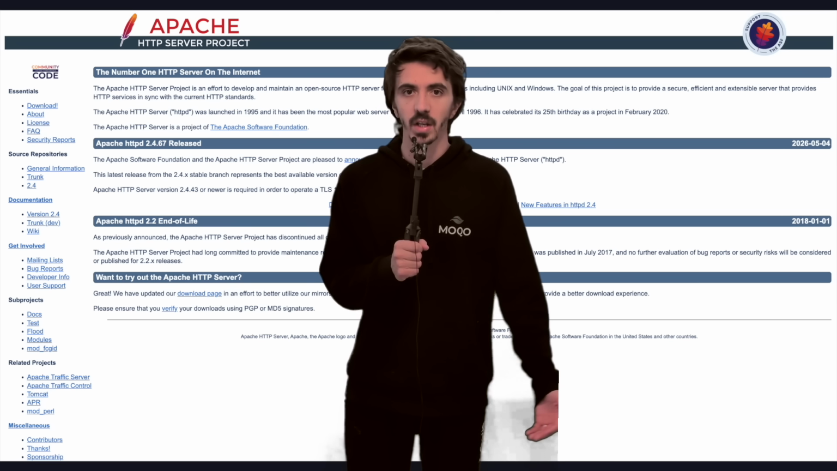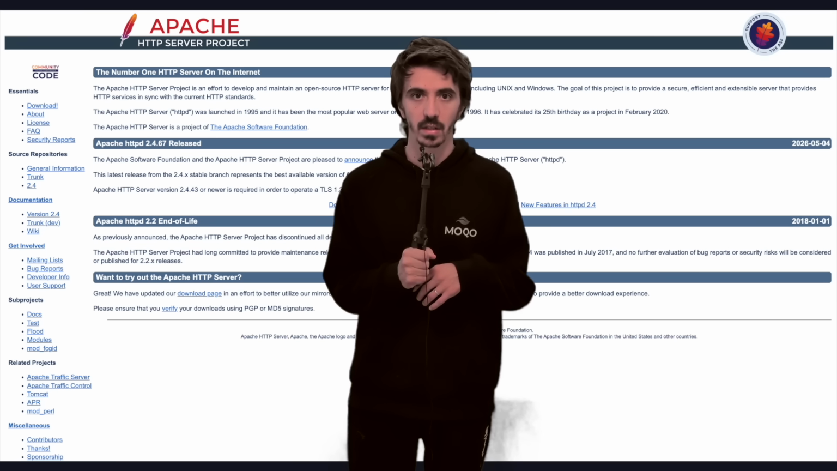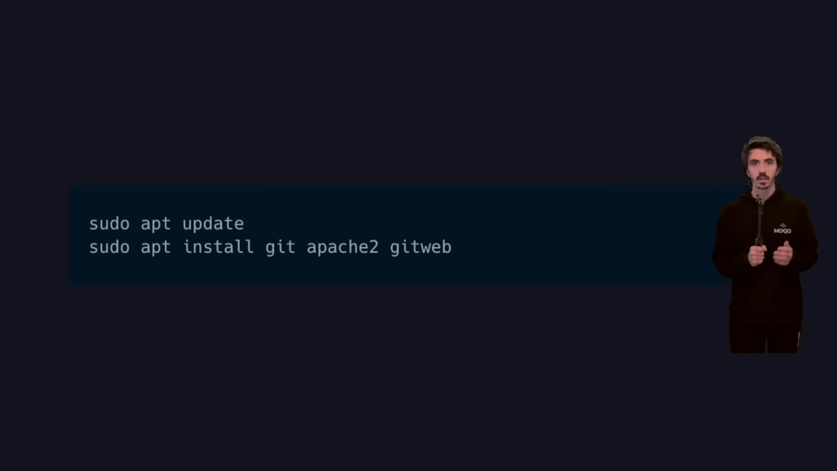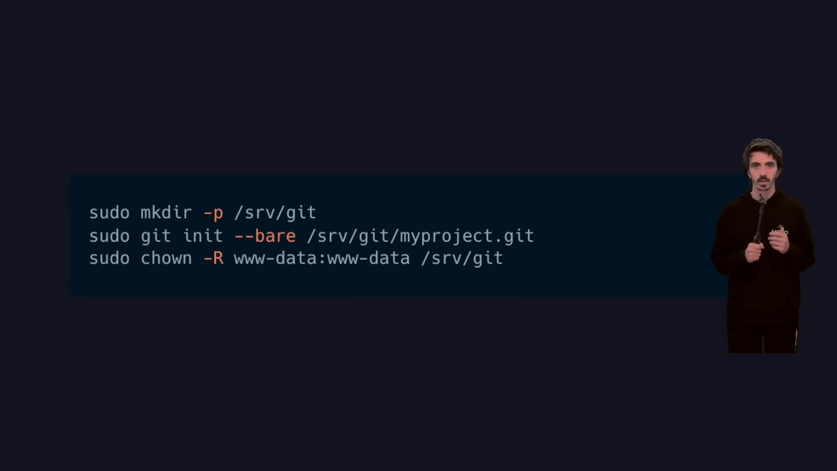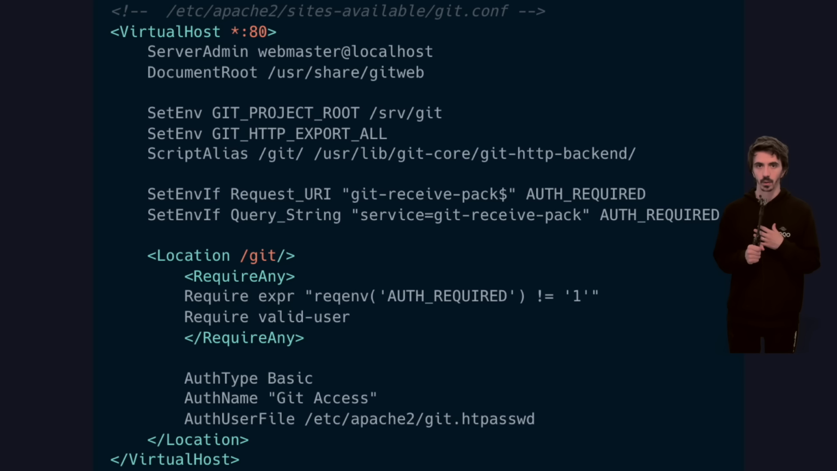I can also make my repository viewable in the browser and accessible for anyone over HTTP using Apache. To do this, we need to install Apache and GitWeb. This works better if all your public repositories are in a common folder. I'll enable a couple Apache modules, disable the default Apache site, and then create a new site with the following config.